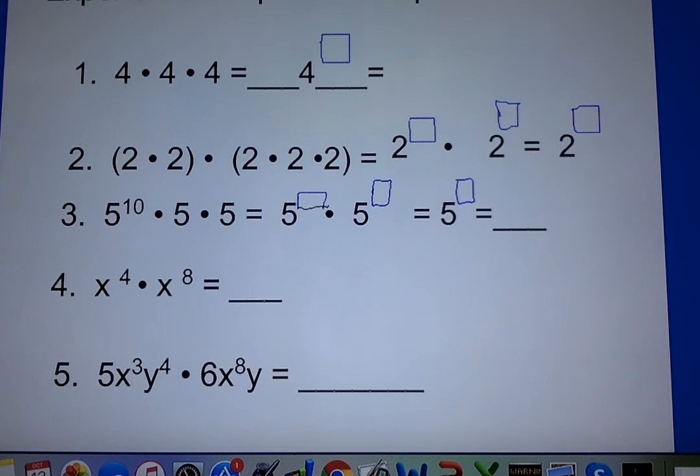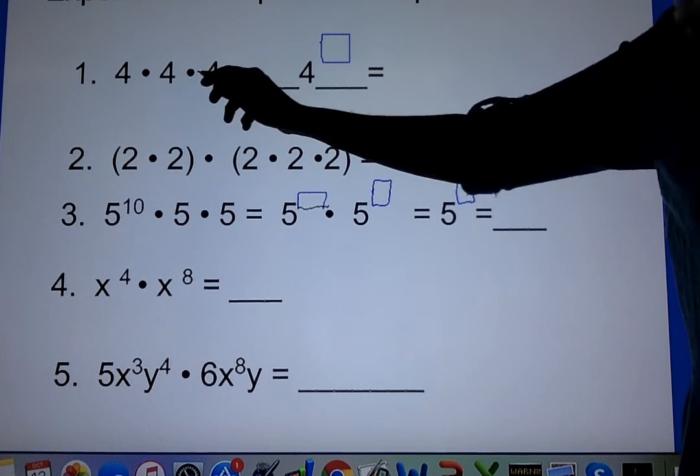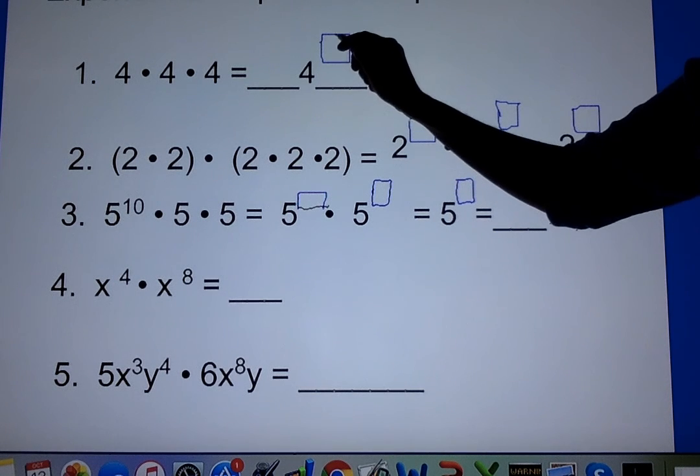So here we're going to have some examples, and we're also going to multiply some exponents. So we have 4 times 4 times 4, which is 4 to the third.